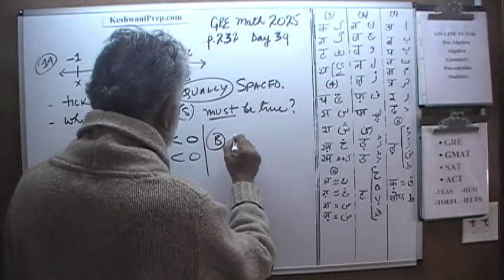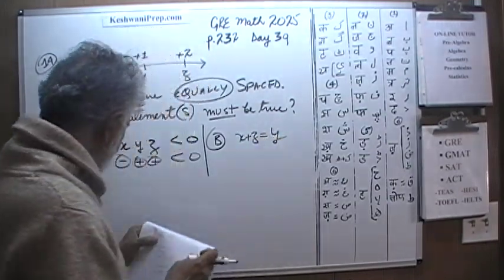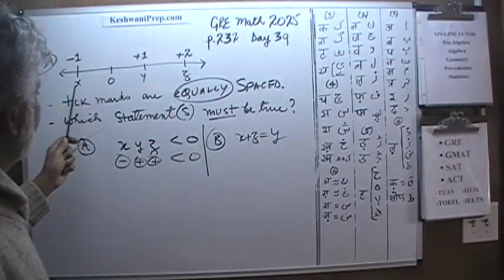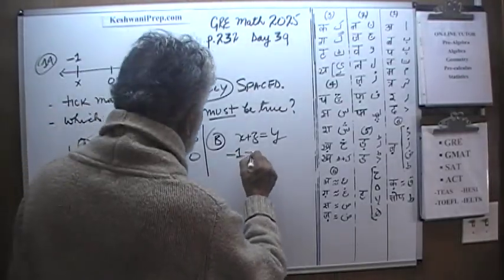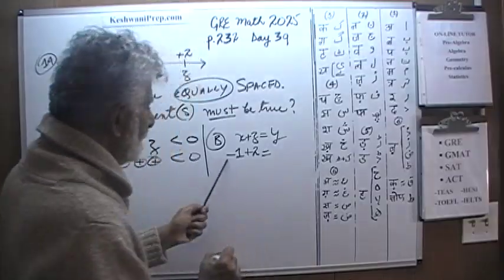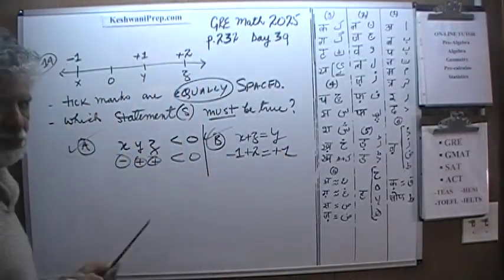Let's look at the second statement. The second statement tells us that x plus z has to equal y. Let's see if that is true. X is -1. Z is +2. What do you know? A -1 and a +2 is going to give us +1. That is true. The second statement is also true.